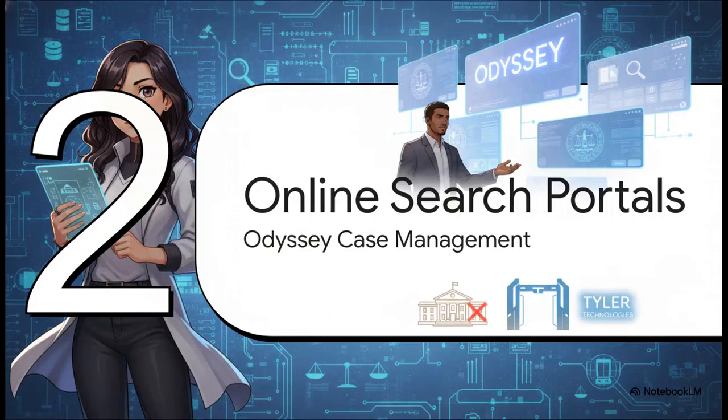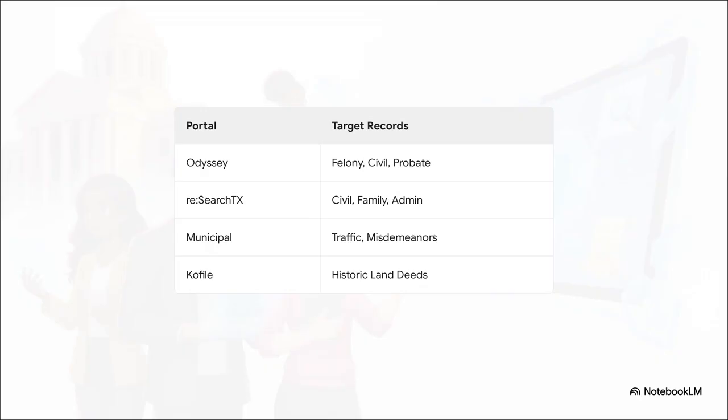Moving right along to Section 2, Official Online Search Portals. Today, El Paso County relies on interconnected databases, primarily using a really robust case management platform called Odyssey, which is developed by Tyler Technologies. And this brilliantly illustrates how you absolutely must choose the right portal before you even begin typing a name. It's kind of like picking the right tool from a toolbox.